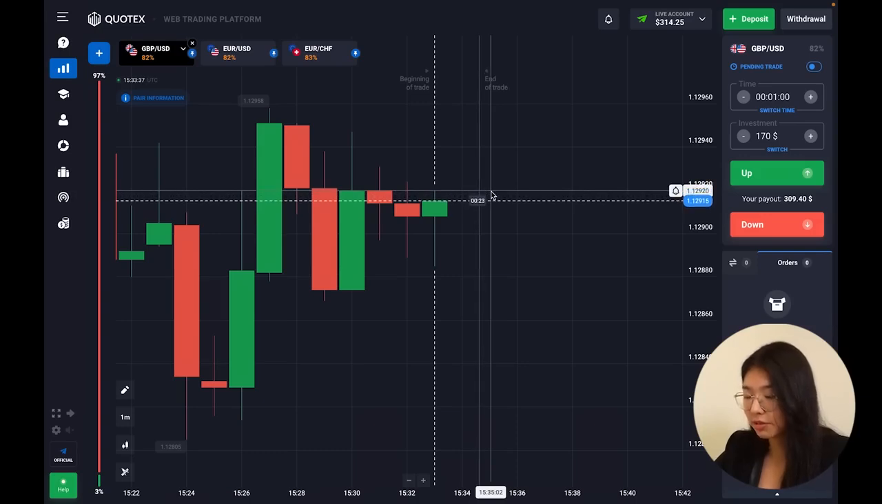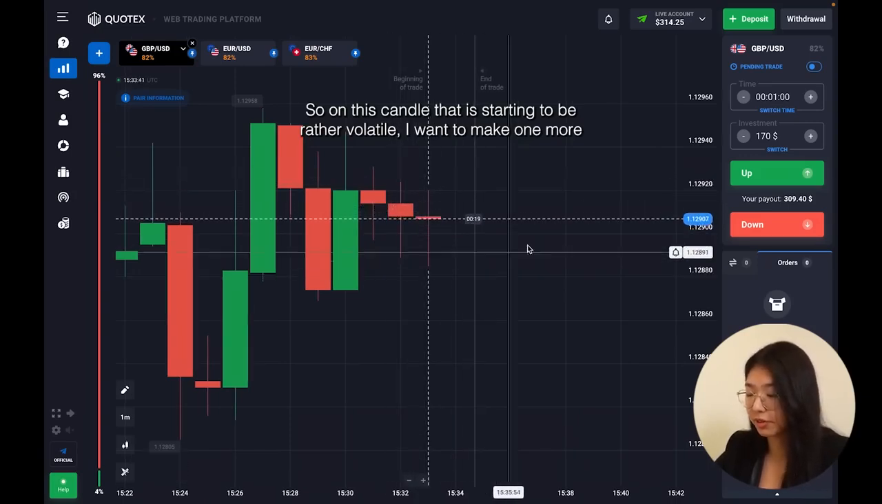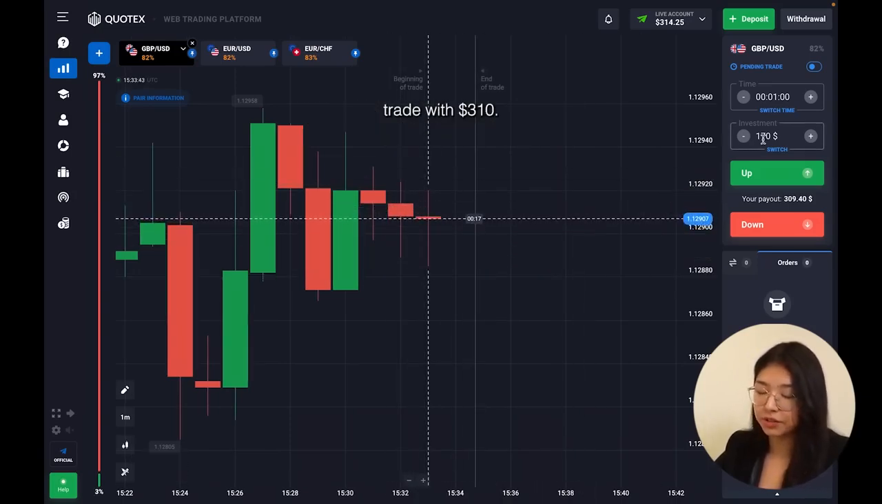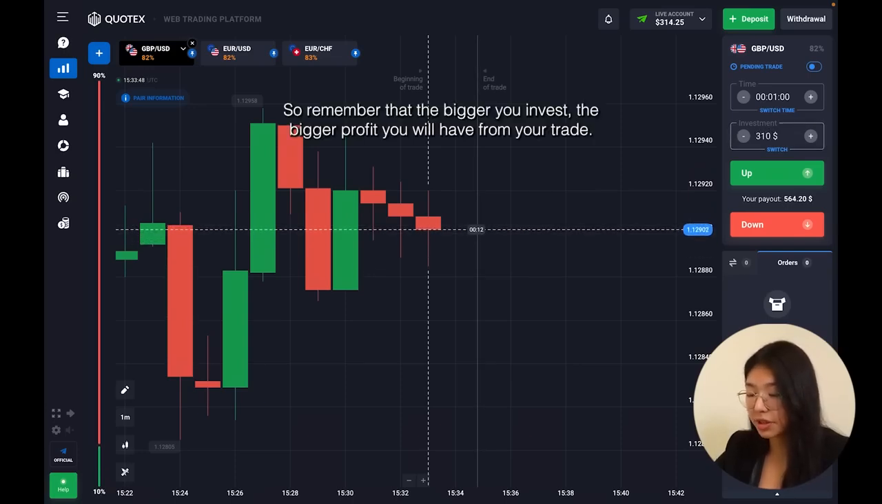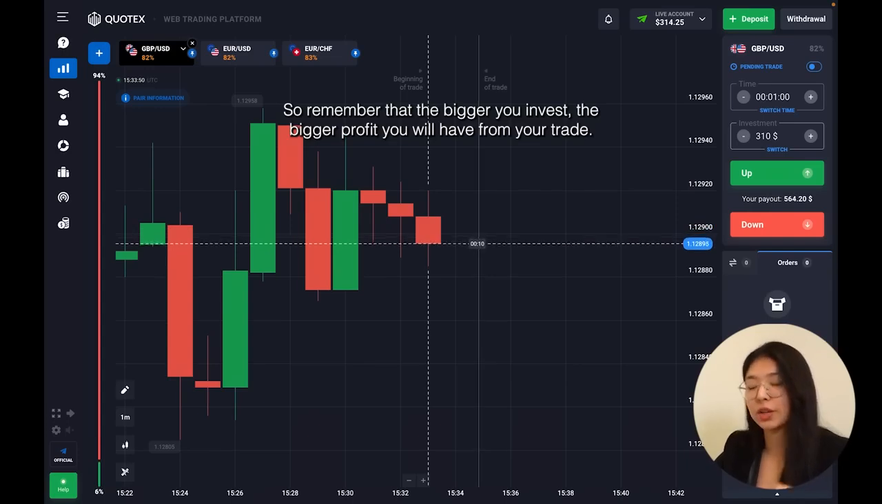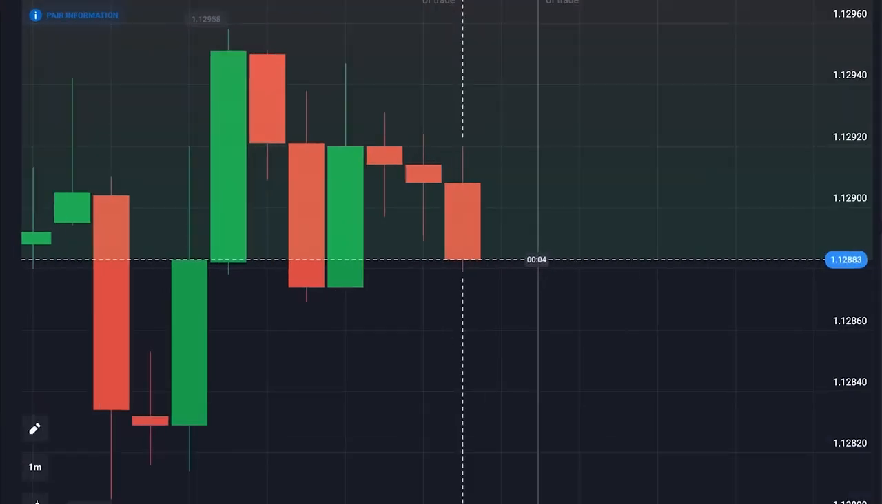Let's continue on this candle that is starting to be rather volatile. I want to make one more trade with $310, and remember that the bigger you invest, the bigger profit you will have from your trade. And now be ready for call option right now.